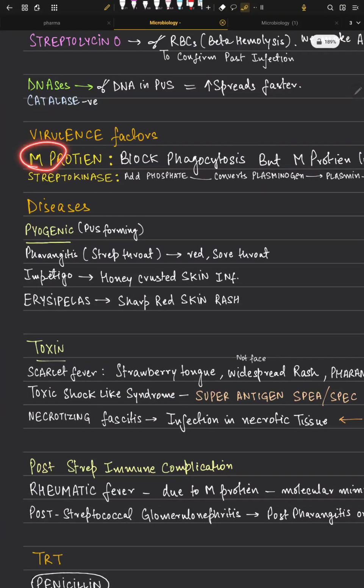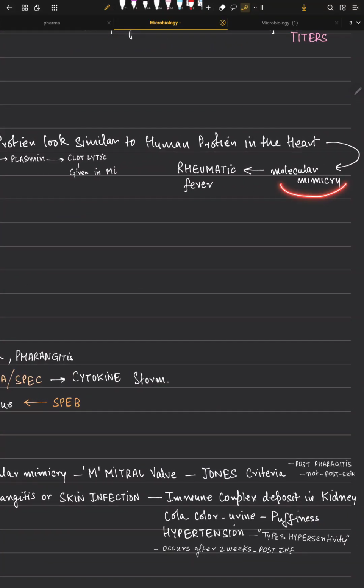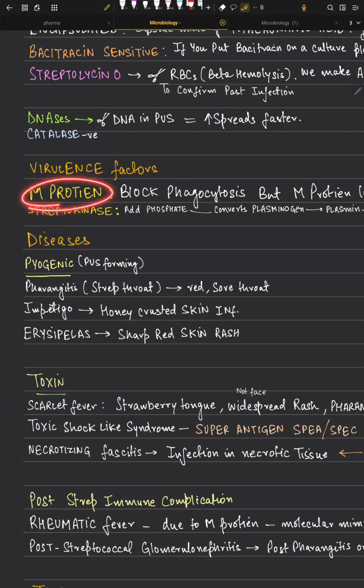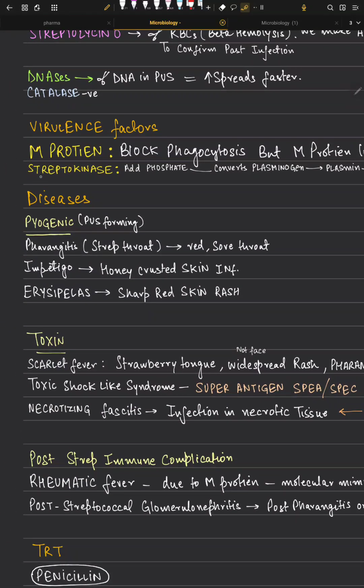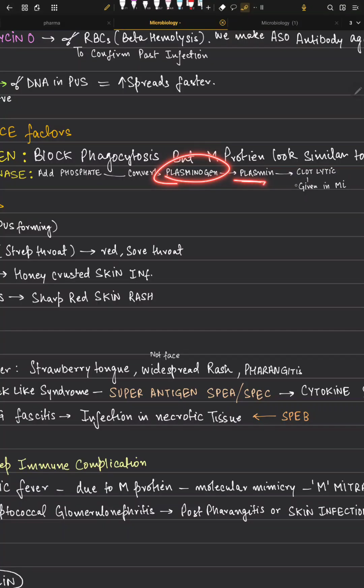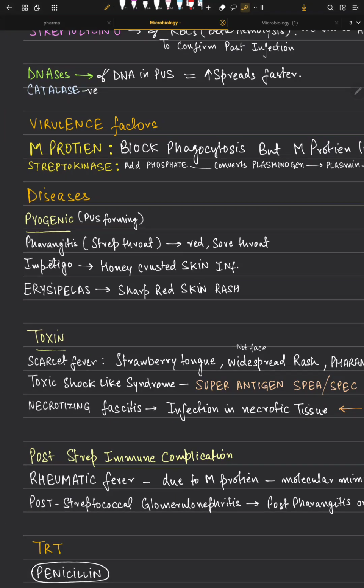M stands for molecular mimicry, and M also stands for mitral valve. It usually attacks the mitral valve. Another thing is they have streptokinase. Kinase adds a phosphate group. Streptokinase converts plasminogen to plasmin. It is converting insoluble into soluble, so it's clot lysing. It breaks down the clot. So we give this in MI, in myocardial infarction, because MI usually happens because of a clot. So streptokinase, another thing to remember.